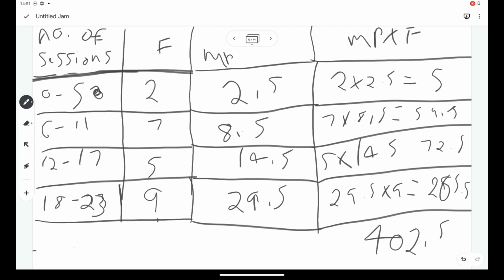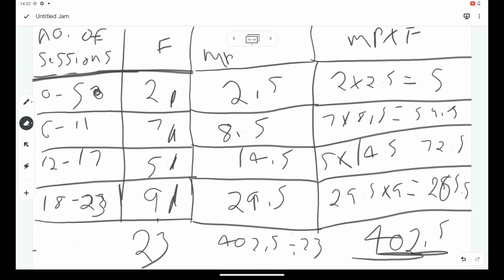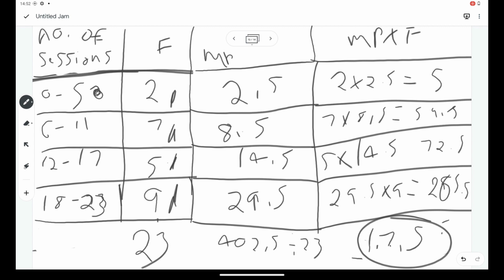Next, we want to add up the frequency. So 9 plus 5 plus 7 plus 2. 9 plus 5 plus 7 plus 2 equals 23. Next, we want to divide our answer by our total frequency. So 402.5 divided by 23 will give us our overall answer, which will be 17.5. That means our average sessions attended across all these learners is 17.5.